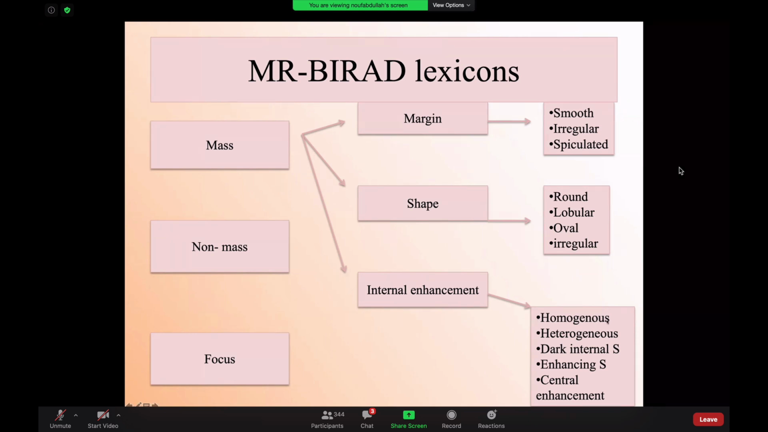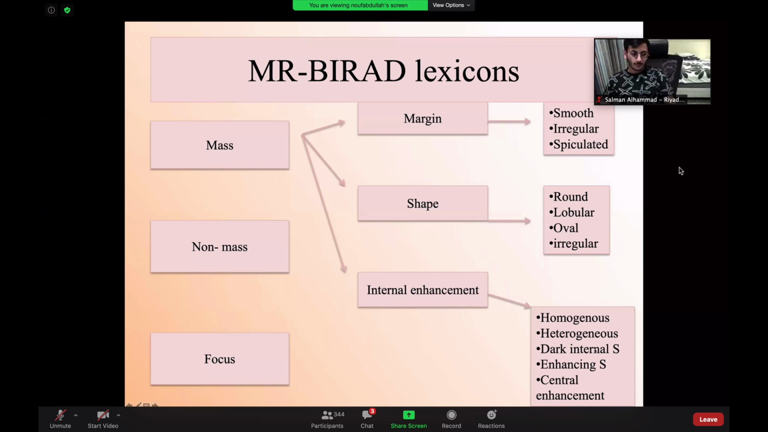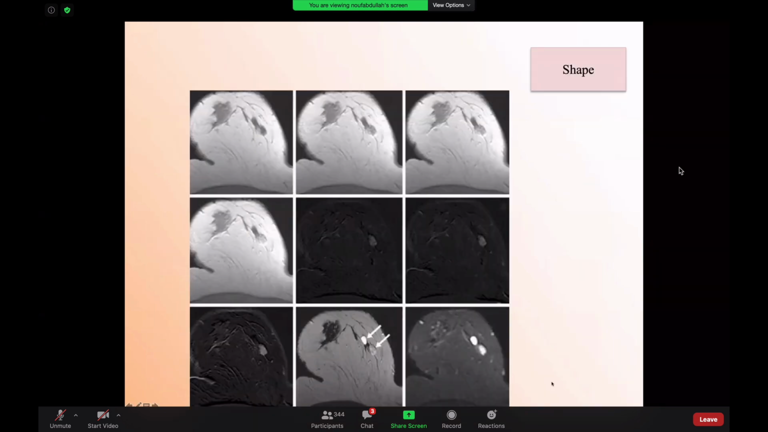Internal enhancement is very helpful. Homogeneously enhancing, it means benign. Heterogeneous enhancement, it means malignant. Dark internal septation is usually described in fibroadenoma. However, it's not very specific. Enhancing septation is usually suspicious. Central enhancement is usually suspicious.